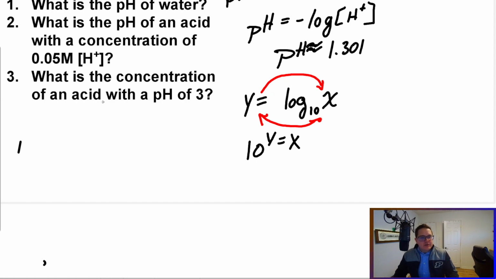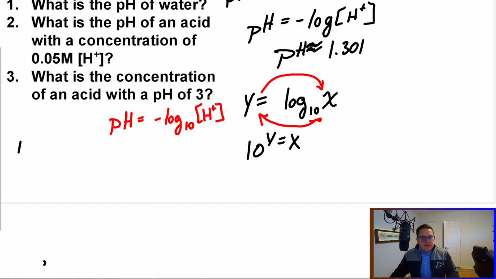What is the concentration of an acid with a pH of 3? So we're going to use the pH formula again. pH equals negative log base 10 of the concentration of hydrogen ions. Looks all right. So let's continue on. Sorry about that, I had to sneeze. We're going to rewrite this, because we have to find the concentration of H, but we have to get rid of the log.